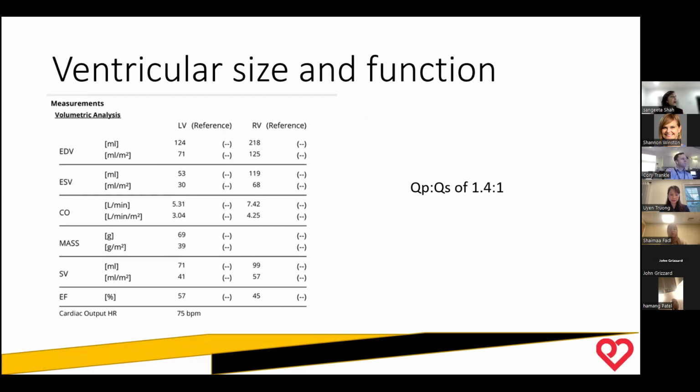When you look here, her RV is 125 cc's per meter squared in end diastole and 68 in end systole, which is close to double of what the LV is, which is a good parameter for us that is a definite enlargement on her part. QPQS is 1.4 to 1, and you probably wonder, why is it so little? It's because now she's developing bidirectional flow.